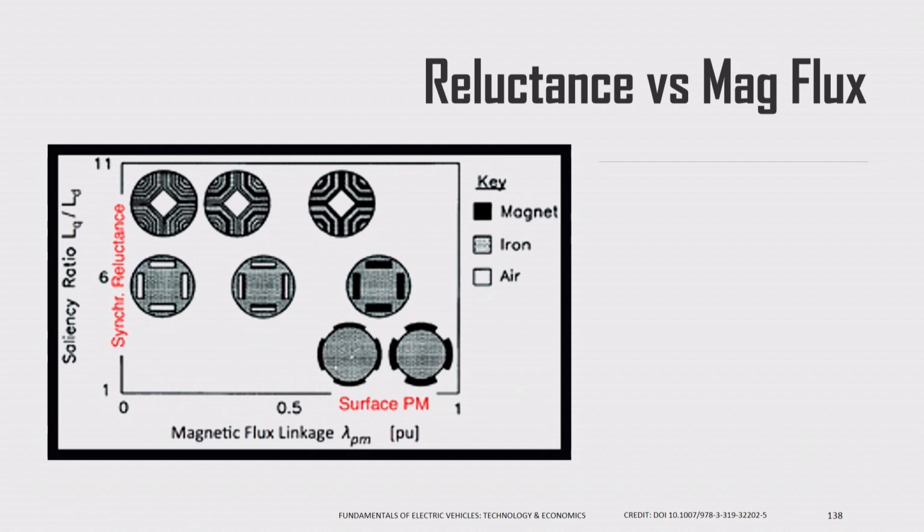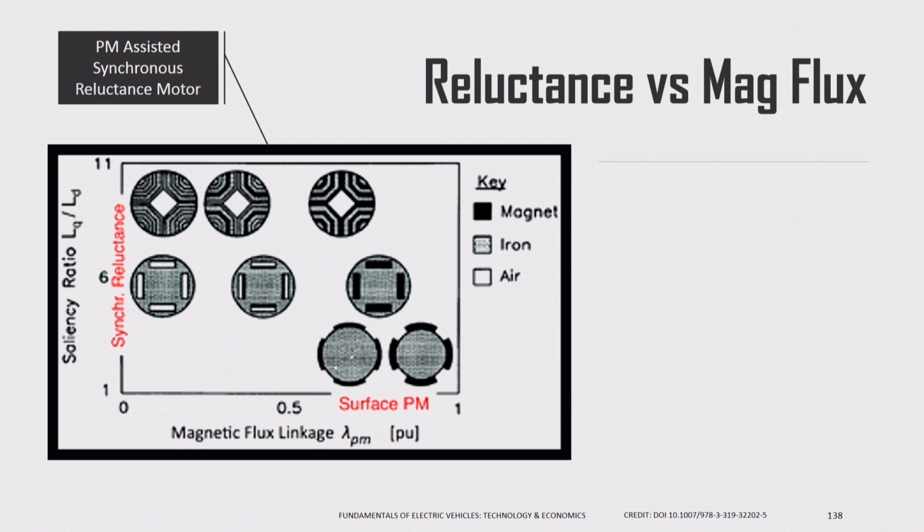So, this is the continuum of designs. This would be called a synchronous reluctance motor, this would be called a permanent magnet assisted synchronous reluctance. This is the internal permanent magnet synchronous reluctance motor with rare earth magnets, and this is a surface permanent magnet motor.